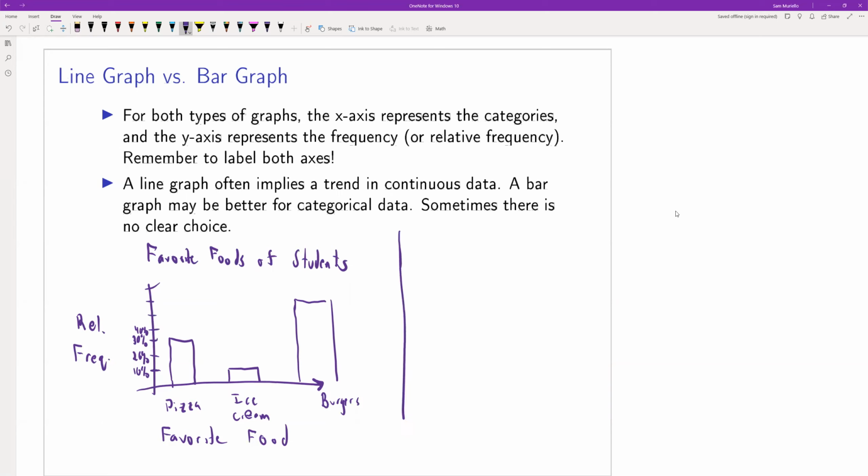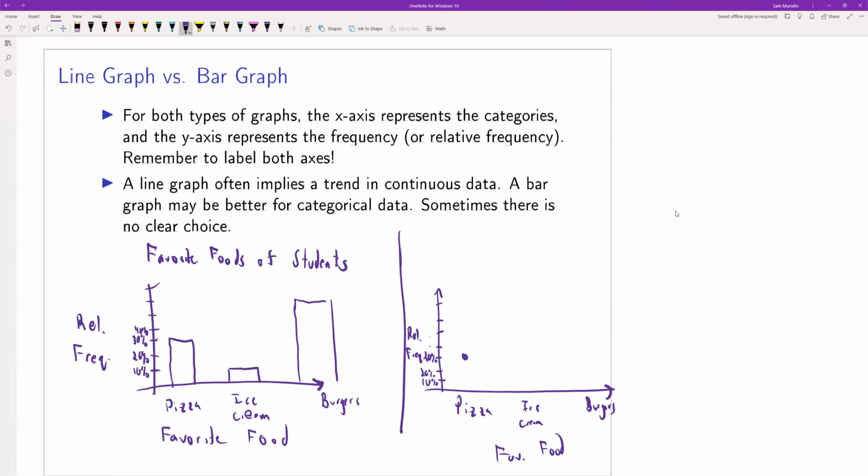Now we could create the exact same graph as a line graph. Same deal, pizza, ice cream, burgers for favorite food. And then we've got the relative frequency, 10, 20, 30, and so on. I would say when you're labeling a graph like this, at least 2 values will be enough to establish your pattern on the relative frequency side. For the x-axis, since it's categories, you have to label them all every time, otherwise it doesn't make sense. But for an axis that goes by numbers, just make sure you label when making a graph by hand at least 2 points so that it's clear what the pattern will end up being.